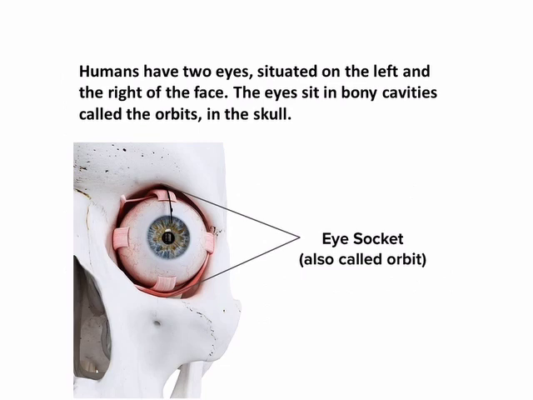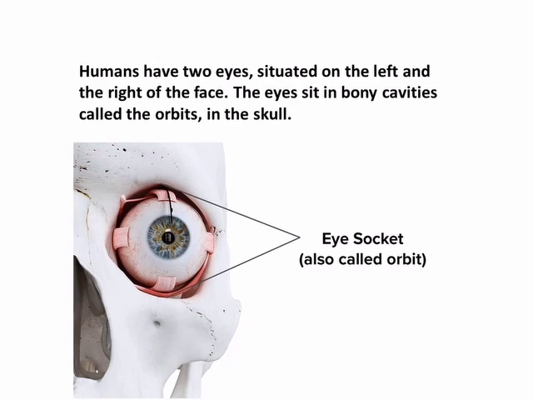Humans have two eyes situated on the left and right of the face. The eyes sit in bony cavities called the orbits in the skull. In this picture, you can see the eye socket, also called the orbit.